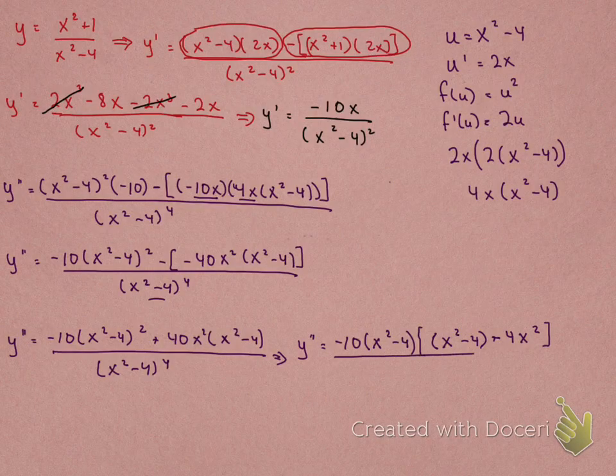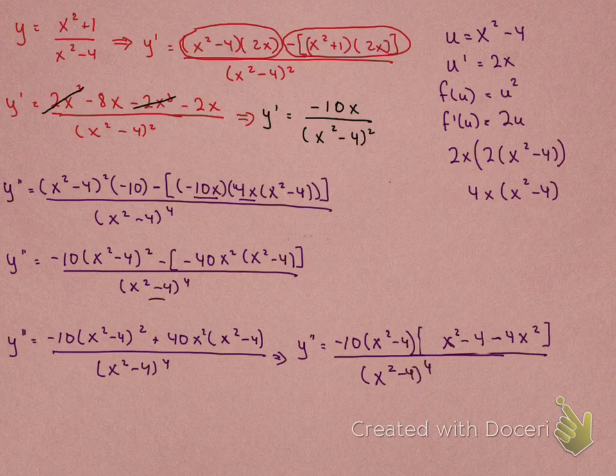Okay. So now actually the parentheses here don't need to be there. So let me rewrite that. x squared minus 4 minus 4x squared. We don't need the parentheses there. It'll be easier to not.